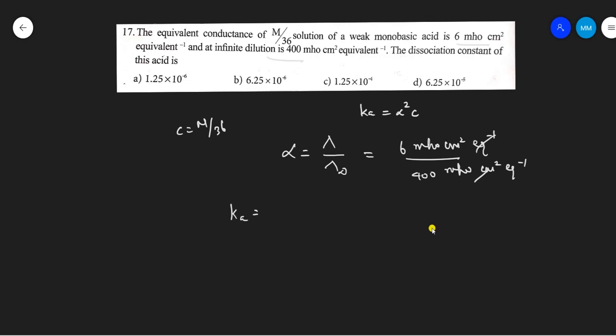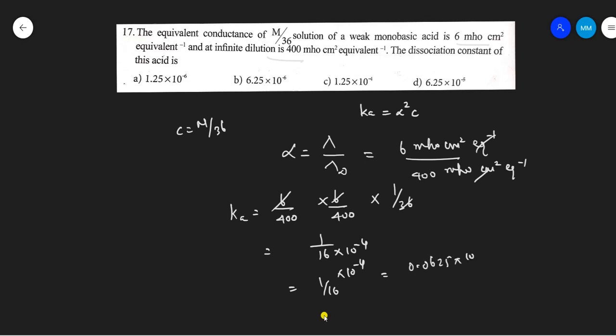So Ka is equal to 6 by 400 into 6 by 400, alpha squared, and the concentration is 1 by 36. The 36 is cancelled, and it will be 1 by 16 into 10 to the power of minus 4. This is equal to 0.0625 into 10 to the power of minus 4, or 6.25 into 10 to the power of minus 6. Your answer is B.